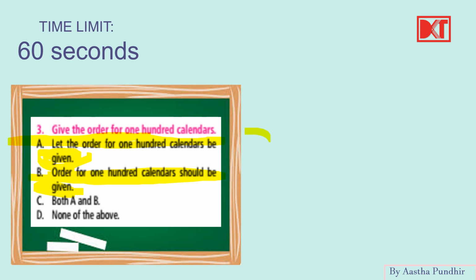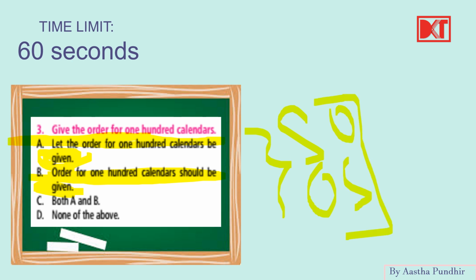In both of them, the subject has been changed into the object and the object has been changed into the subject. The past participle has been used. So both of these are correct. The correct answer is C, both A and B. Okay.